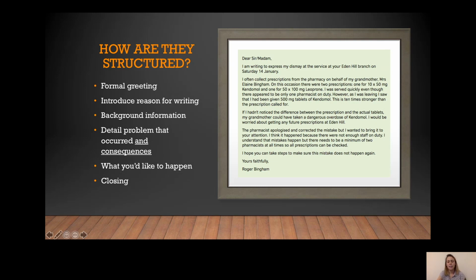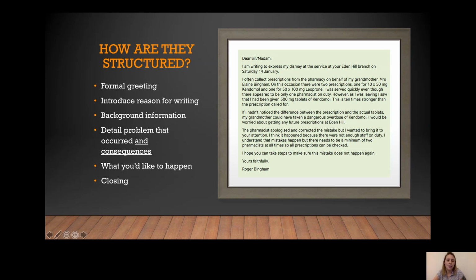The next point is to provide some background information. So what you were doing or why you were using their service or their product. So if you were writing to a restaurant owner perhaps and you were saying that you were disappointed with their food, you might say, "I regularly attend your restaurant and on this occasion I was out for dinner celebrating my friend's birthday." So you provide them with a little bit of context is the word I'm looking for.